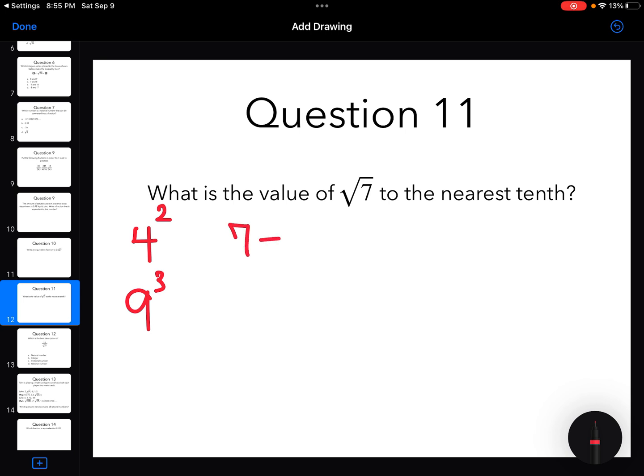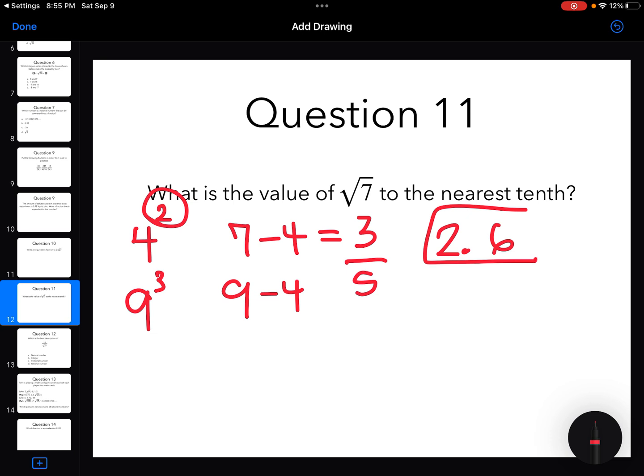So I'm going to do 7 minus 4, and I'm going to get 3. And then I'm going to do 9 minus 4, and I'm actually going to get 5. So I'm going to do 3 divided by 5 in my calculator, and I get 6/10. That actually worked out perfect. And I'm going to take the lower of the 2 square roots. So it's 2.6.